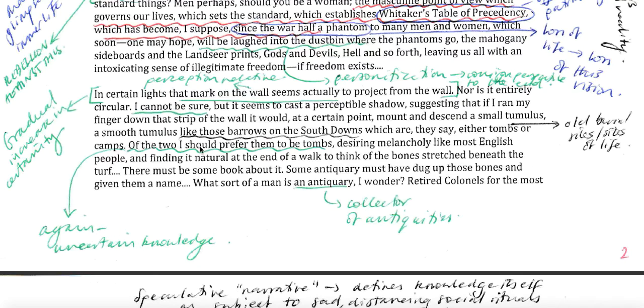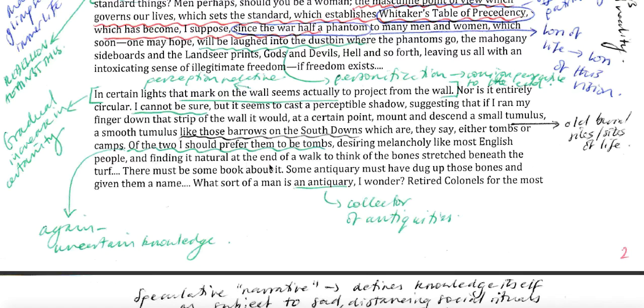But this importantly: "of the two, I should prefer them to be tombs, desiring melancholy like most English people," which I can probably attest to, and I'm sure you can tell from my story choices. Again, the knowledge is uncertain, but there is, even in the status of knowledge, this sort of relativistic, subjective quality, as there is in the nature of perception, and as there is in the nature of all the absolute constructs that help us to orient reality. Knowledge itself is now relativistic in the writer's consciousness.